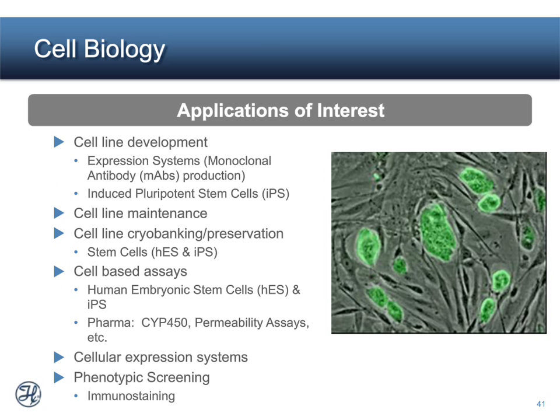Also, with the expression systems and the cell line development systems, we see an increased demand for cryobanking or preserving these cells so that they can be arrayed or genetically characterized later down the road. This is very popular with stem cells. Cell-based assays, as I mentioned before, are extremely popular for drug discovery. Cellular expression systems, as well as there's an increased demand for high content screening for phenotypic changes in a cell, which involve immunostaining procedures.